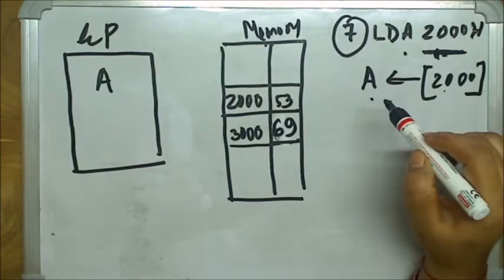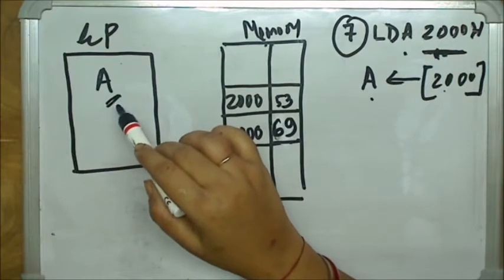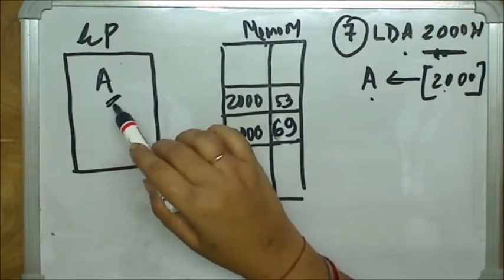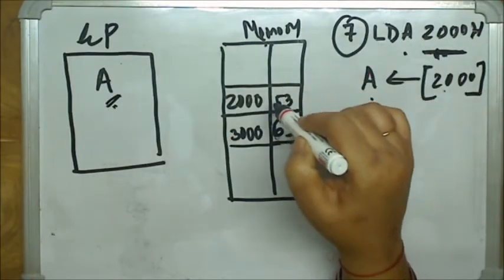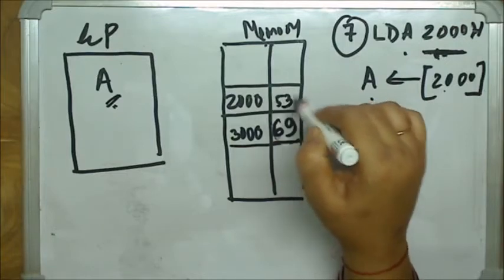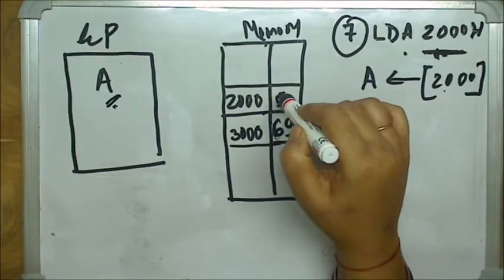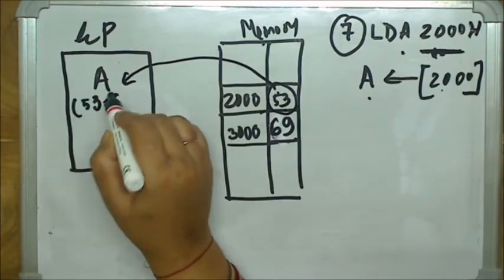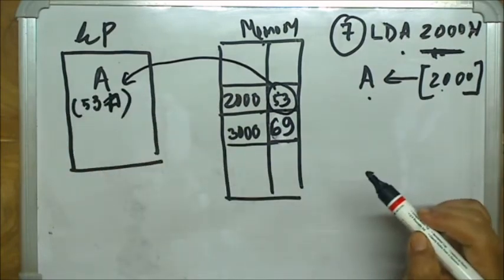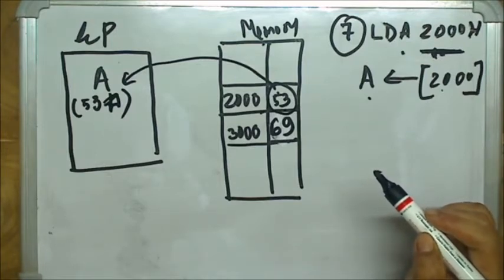Okay. Now suppose this is your microprocessor and there is a register called A. We all know. Now if you write LDA 2000H, what data is stored in memory location 2000H? 53H. Now as soon as you write LDA, that 53H data will get loaded into accumulator. So accumulator will now contain 53H. Clear? What is the function of LDA? I hope it is clear.